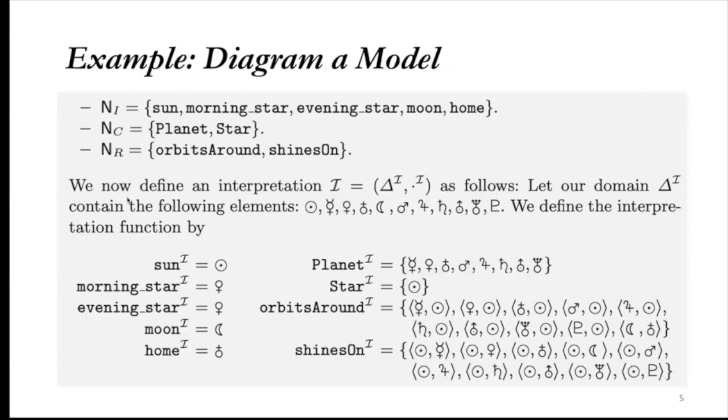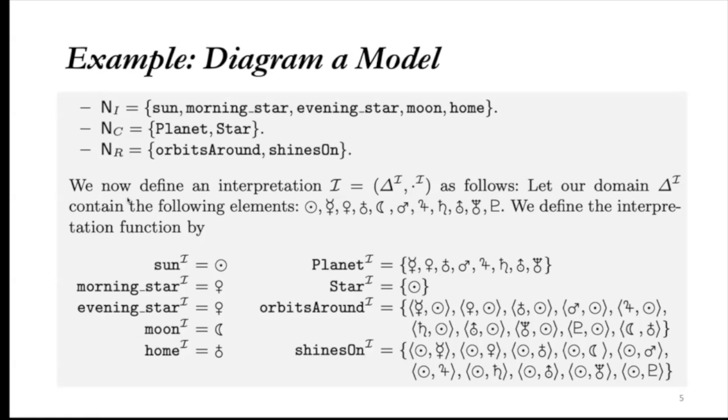Example. So check this out. You have a set of names like sun, the morning star. You have a set of class names like planet and star. You have a set of role names like orbits around and shines on. Make sense? That's your vocabulary. An interpretation, which is I, equals the domain plus the function that goes from the vocabulary to the world. That's what that .I means. That's the function. Define it as follows.